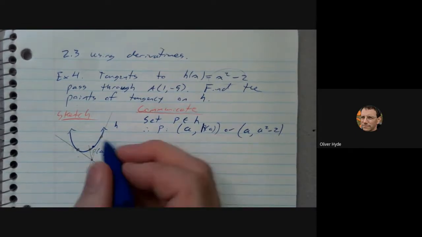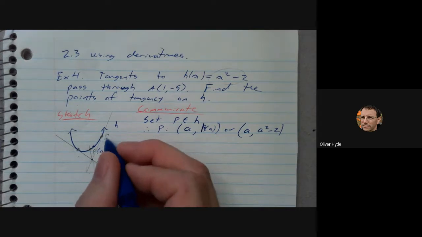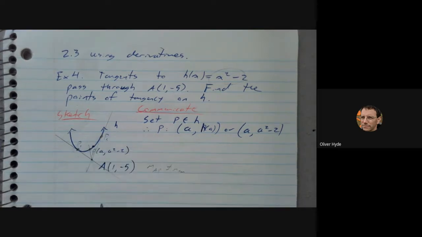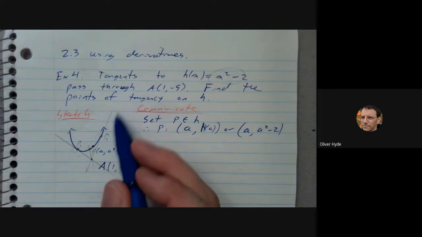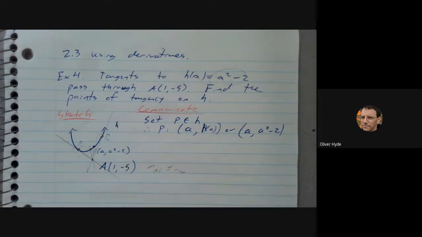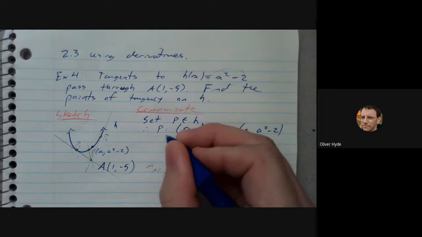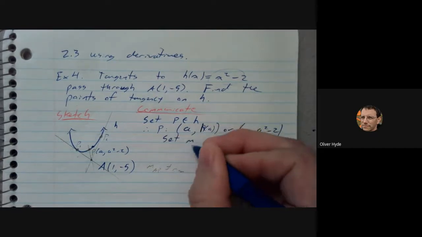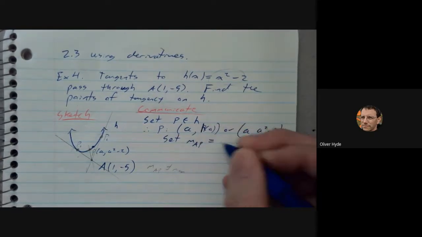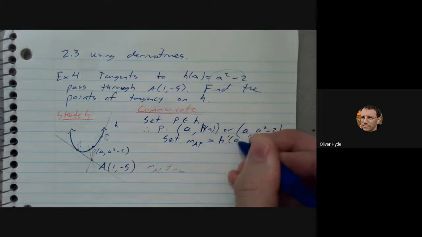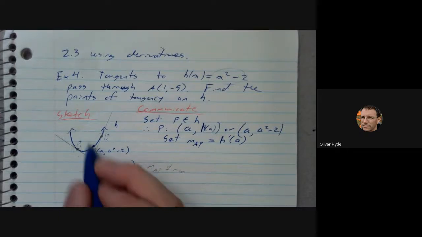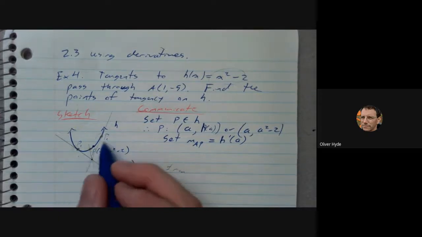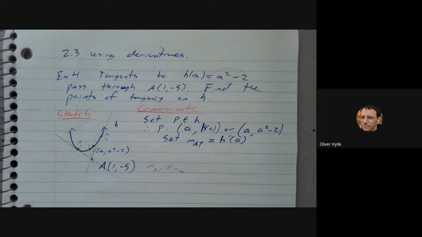And now focus right here. At this point, you could call it p sub 2 and at p sub 1, you want the slope from a to p to be the same as the value of the derivative. It'll be equal to h prime of a. So I want you to set the slope from a to p to be equal to h prime of a. In other words, here the slope of the line from a to p is not the same as the slope of the tangent, and that's why that's not one of the points that I'm looking for.